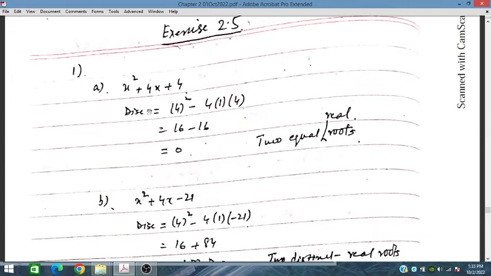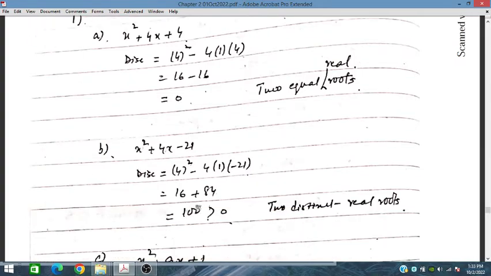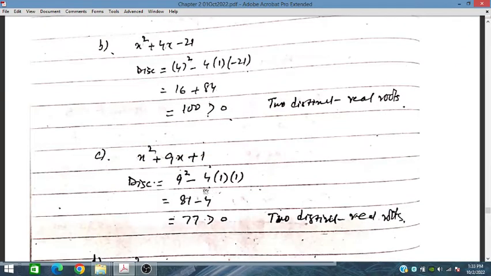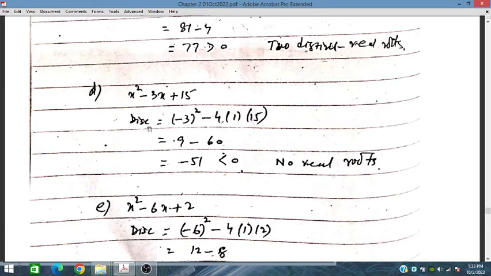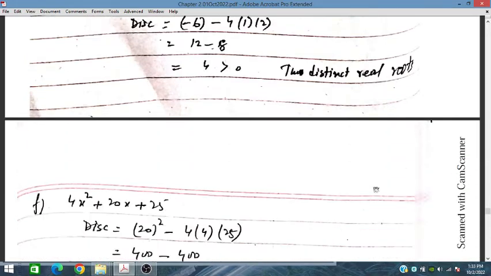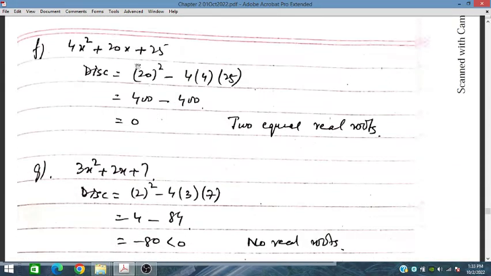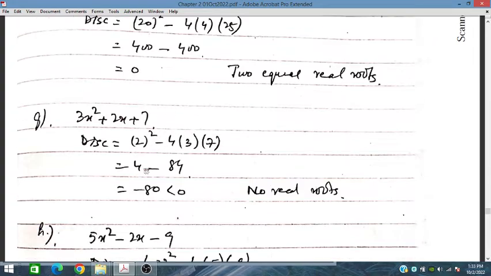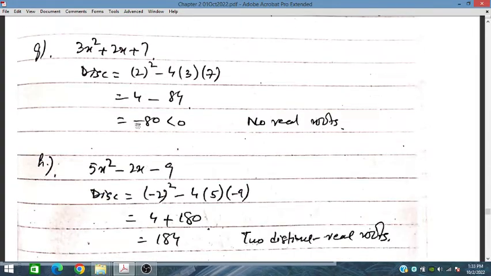So the first one, compare it with a, b, c. We have b square minus 4ac. So this is 0, two equal roots. It's a perfect square. We have two distinct roots. No distinct roots because the discriminant is negative. Greater than 0, distinct real roots. Equal roots because the discriminant is 0. G, no real roots.